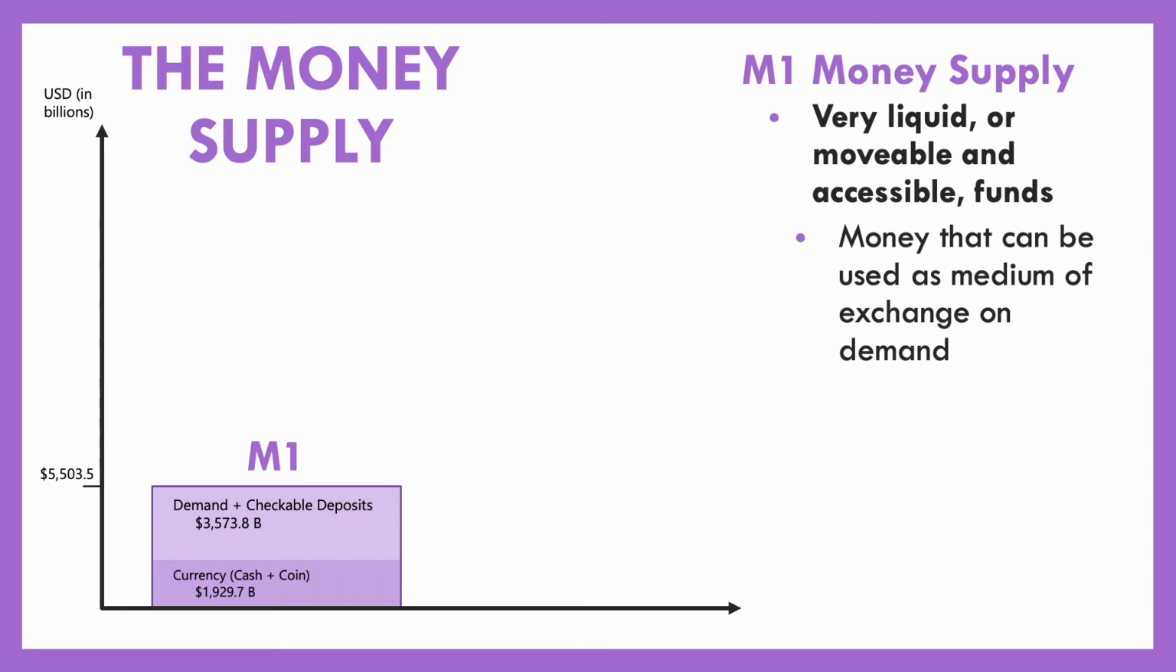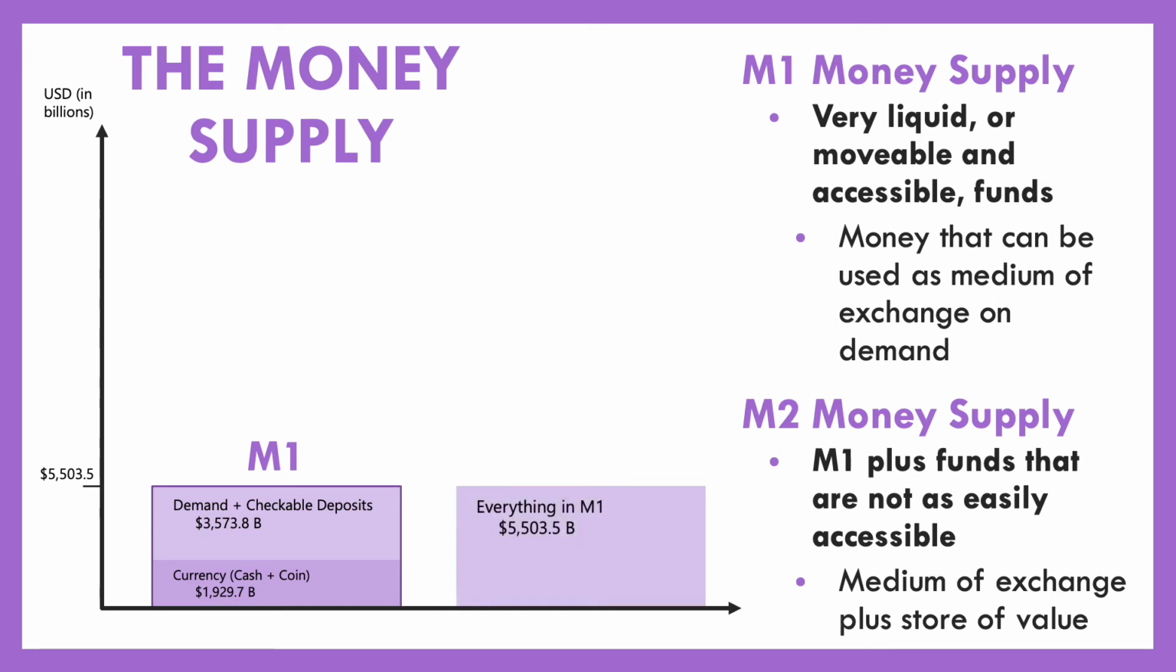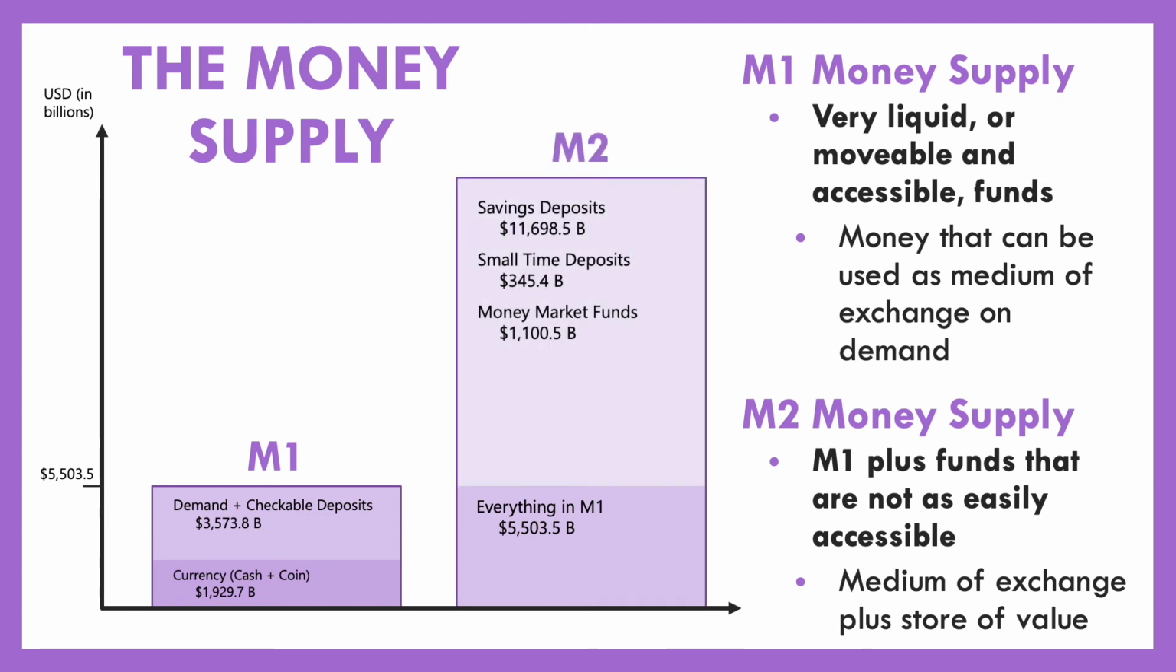Now the M2 money supply is all of those monies that exist in the M1 plus other funds that are not as easily accessible. So we say it's monies that can be used as a medium of exchange plus as a store of value. So everything in the M1 is included there, but then also a number of different categories. Specifically, it's any other ways that we can save money: savings deposits, small time deposits, and money market funds. And this all adds up to the M2 money supply being valued at about $18 trillion.